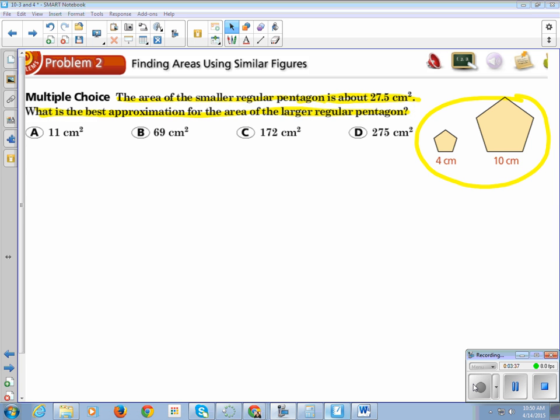So let's look at problem number 2. The area of the smaller regular pentagon is about 27.5 centimeters squared. What is the best approximation for the area of the larger regular pentagon?